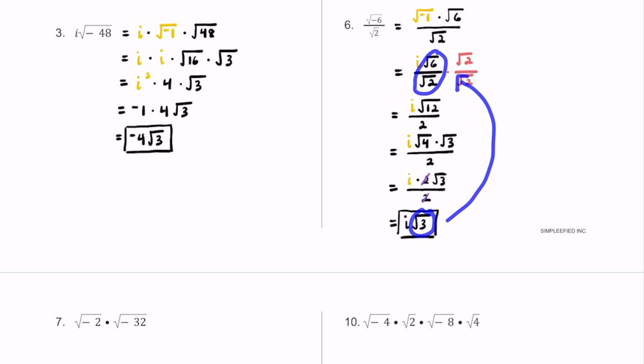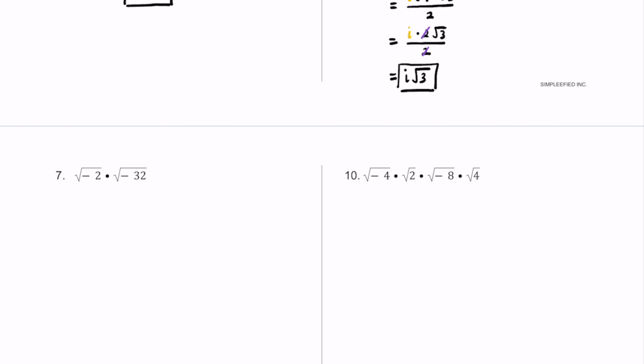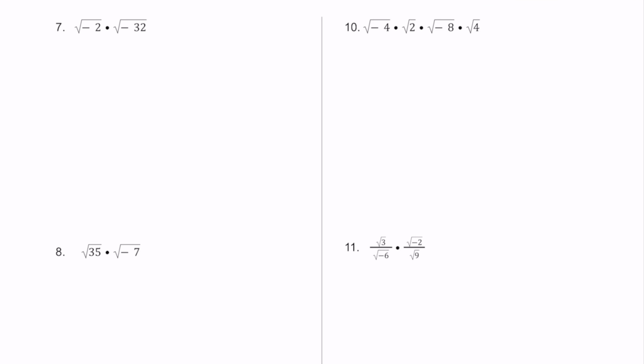I just wanted to be super detailed, but that's also something that you can do. Here's number 7. Now for problems like these, there are some different strategies that you can try, but I'm going to try to be as consistent as possible with what I've been doing in this video. Let's take this square root of -2 and break that into the square root of -1 multiplied by the square root of a positive 2.